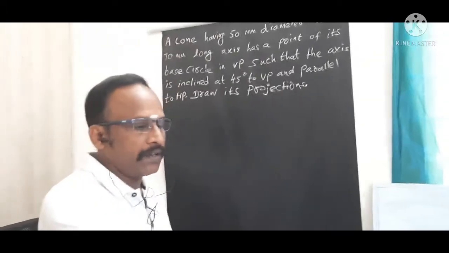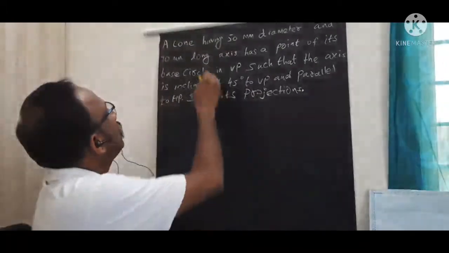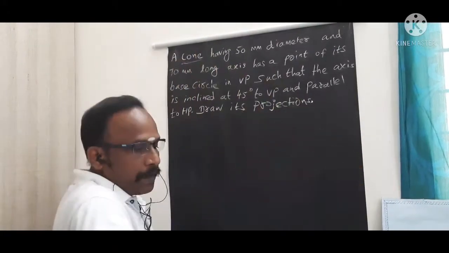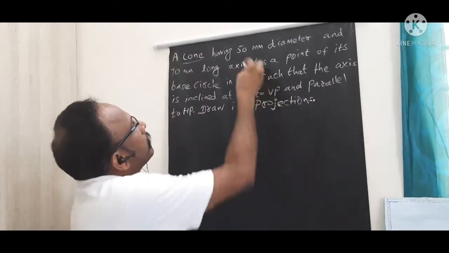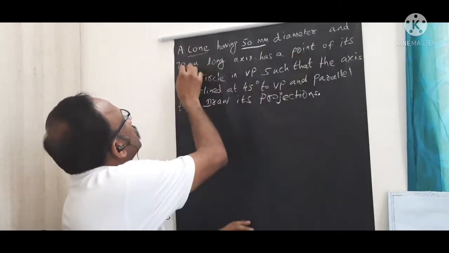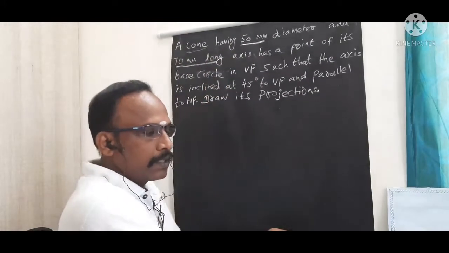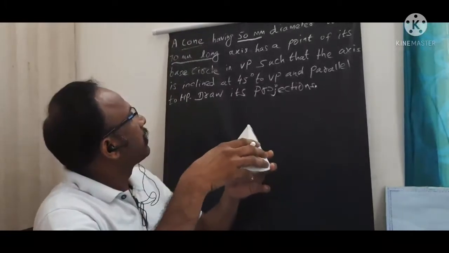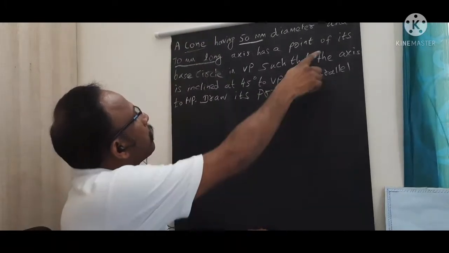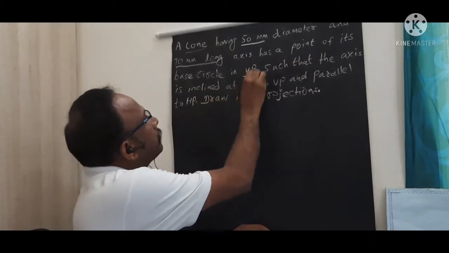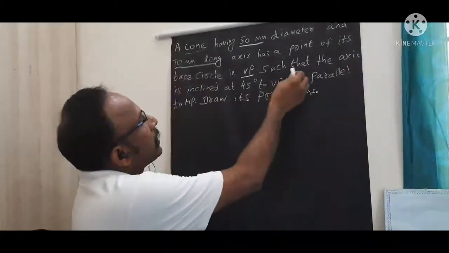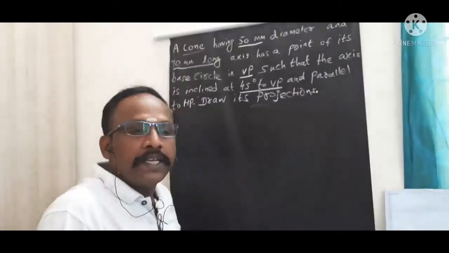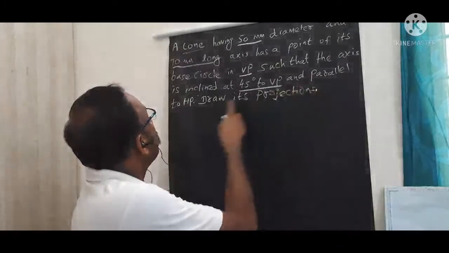So I want to highlight what things are given here. A cone is given, whose diameter is 50 mm and whose height, or axis length, is 70 mm. It has a point of its base circle resting in VP such that the axis is inclined at 45 degrees to VP and parallel to HP.